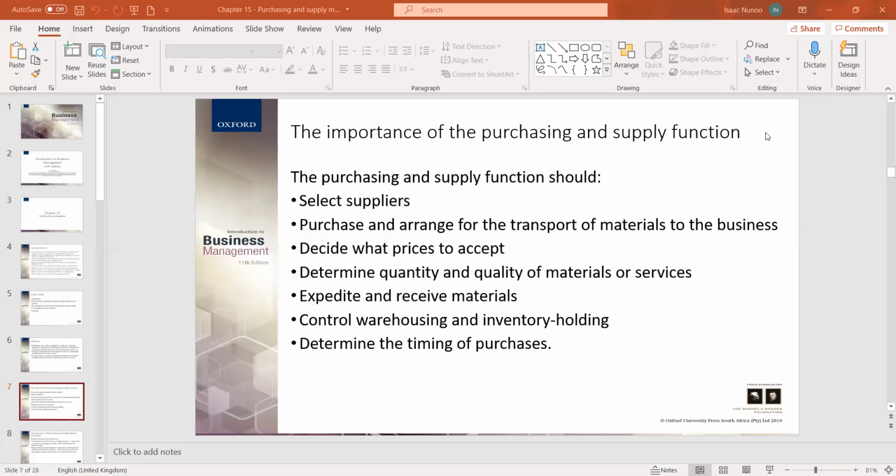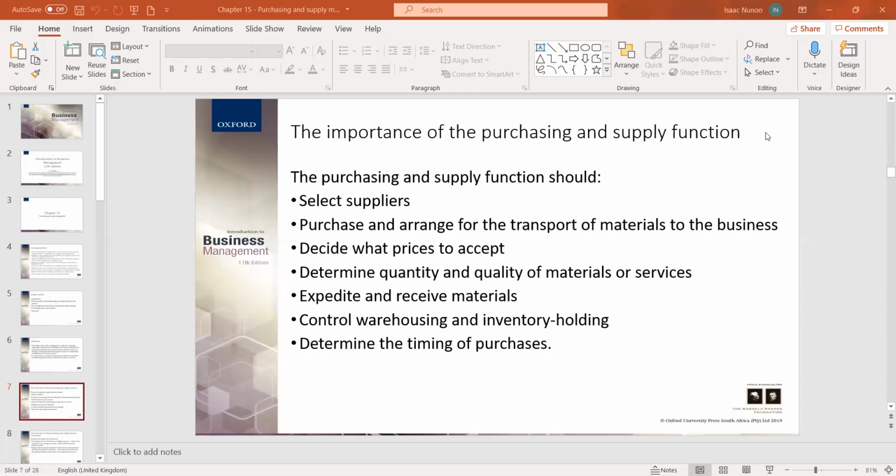Control warehouse and inventory holding. One, this is very, very important. You should know that warehouse, actually, if you tend to store more goods in the warehouse, it comes at a cost. And in terms of inventory holding, it is the amount of goods or amount of finished or unfinished product that are kept either to be used in production or kept in the warehouse to be supplied to consumers.